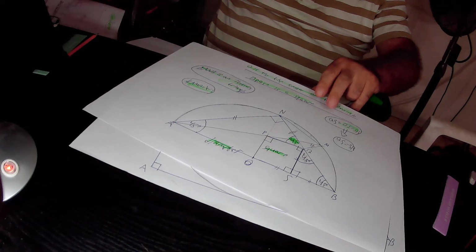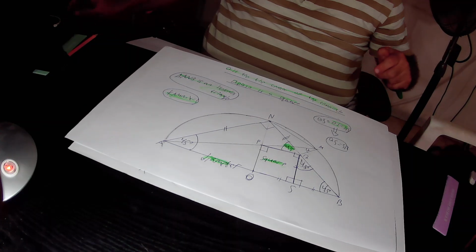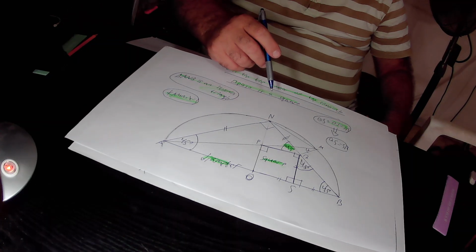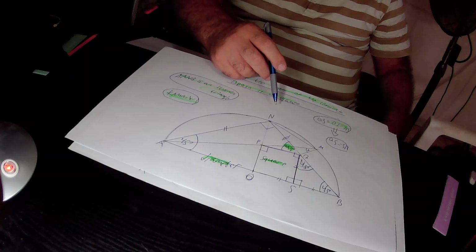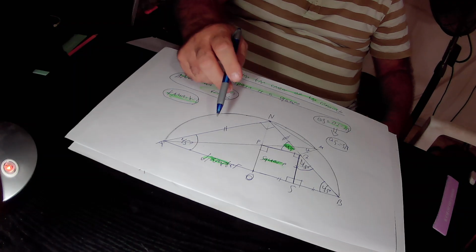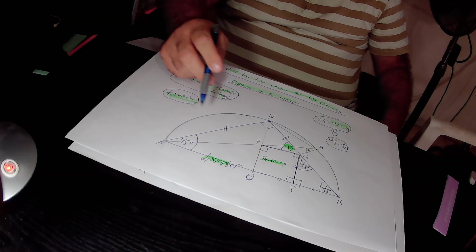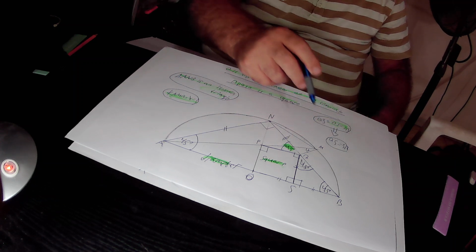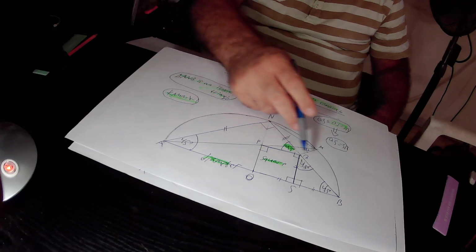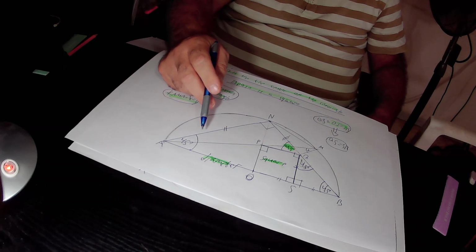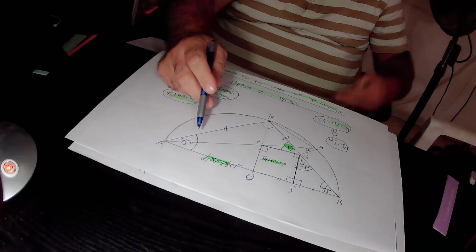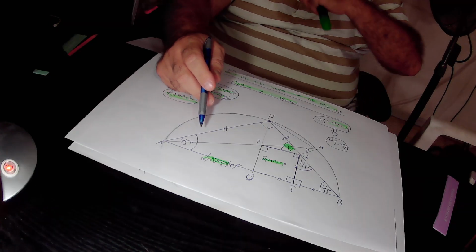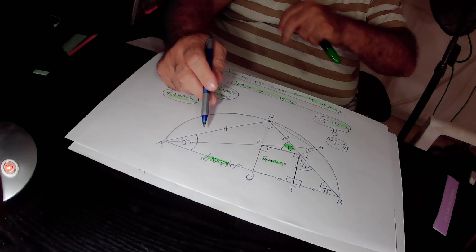In our drawing, if we draw the perpendicular from point N to the base AB, then the perpendicular to the base AB bisects the base AB. AB is the diameter of this semicircle. So if the radius of this semicircle is R, then the diameter AB must be equal to 2R.